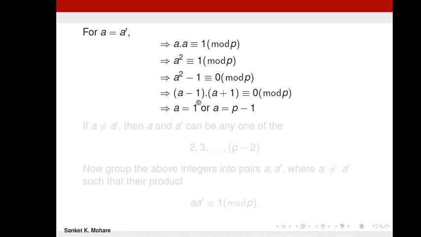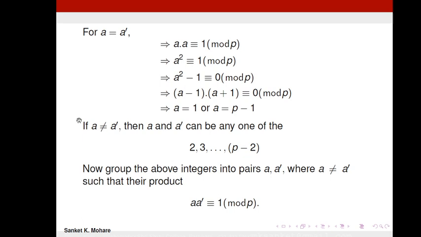So this is the only possibility. So this implies a is congruent to 1 or a is congruent to minus 1, but I already told you minus 1 is always congruent to p minus 1 modulo p. That's why here we take a equals p minus 1 instead of minus 1. So from here we obtain a equals 1 and a equals p minus 1. So whenever a is equal to a dash, then a is equal to either 1 or p minus 1.